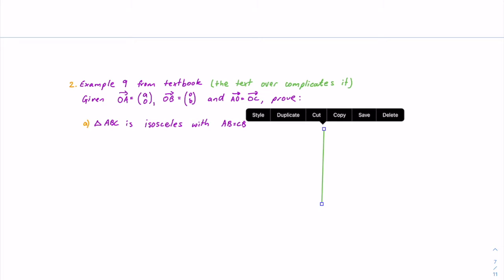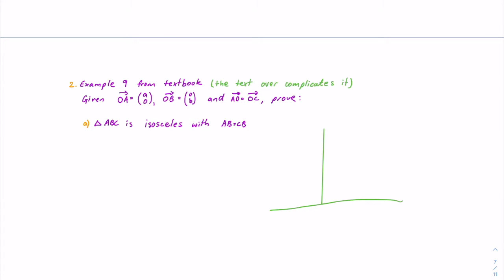So let's just draw a little diagram of it. So it's a little bit rough. I'll just make that a bit nicer. There we go. Okay, so the vector OA is a. So that's that vector there. So the point A would be there. And the vector OB, b, so up there. So that's the point B there.